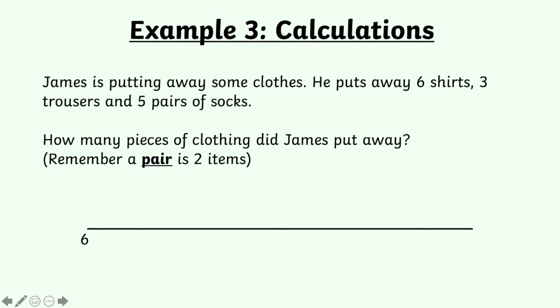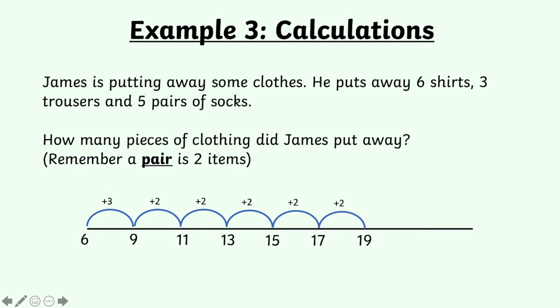So we're going to start on 6 because that's 6 shirts that he puts away first. Then add 3 trousers, that takes us to 9, and 5 pairs of socks. So remember, each pair is 2 items. So we're going to count 5 lots of 2. 1, 2, 3, 4, 5. And we can count up then in twos from 9, 11, 13, 15, 17, 19. So altogether, James put away 19 pieces of clothing.